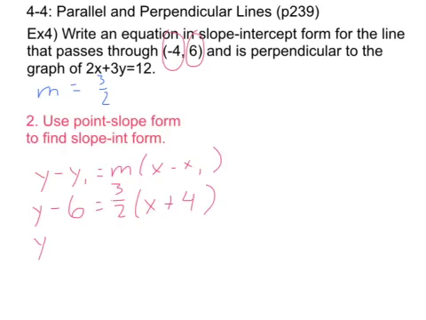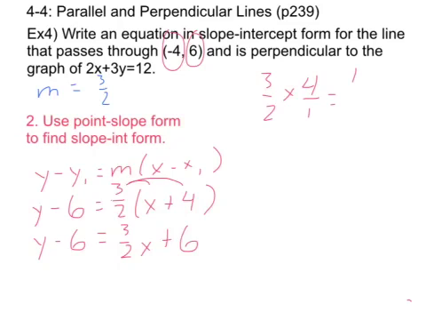So I'm going to keep y minus 6 over here. I'm going to distribute this 3/2. So I've got 3/2 x. When I multiply 3/2 times x, it's 3/2 x. When I multiply 3/2 times 4, I get 12/2, which is 6. Because remember, 3/2 times 4, or times 4 over 1, equals, well, 3 times 4 is 12.